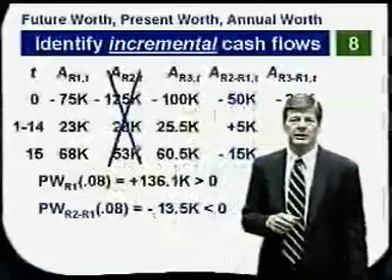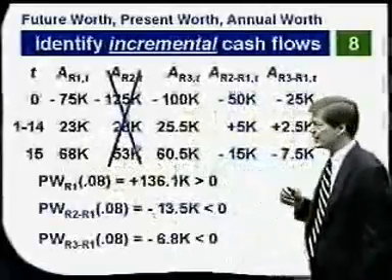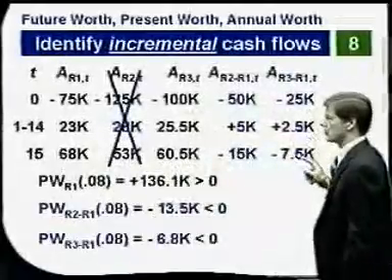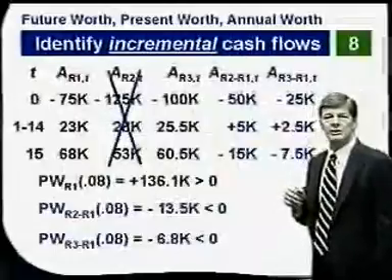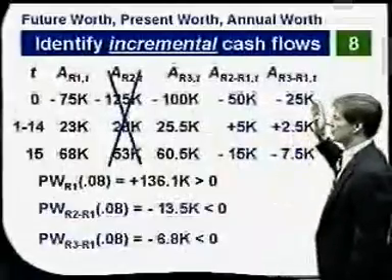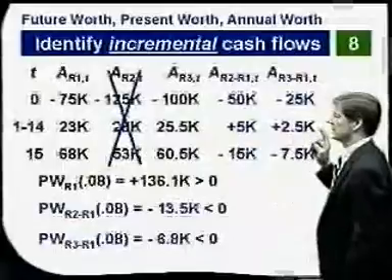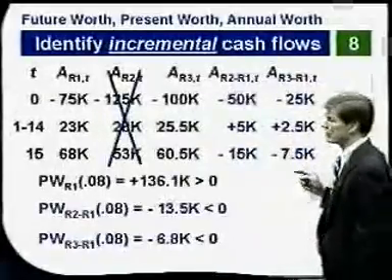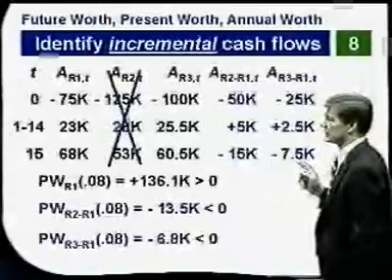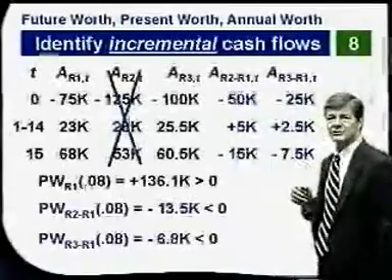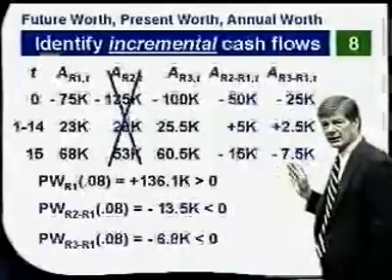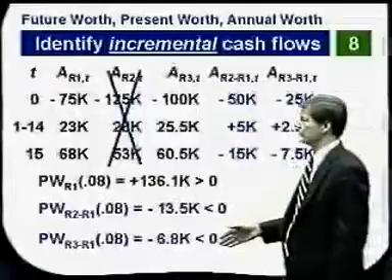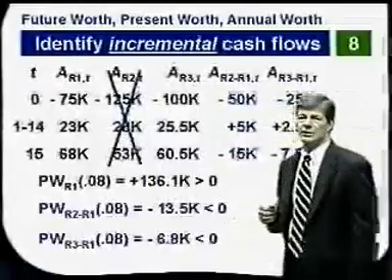So I will do the incremental cash flow analysis on that comparison. Here are the incremental cash flows of route 3 minus route 1, and the question is, is it worth spending an additional $25,000 today to save $2,500 each year for the next 14 years to incur an incremental cost of $7,500 in the 15th year? I can calculate the present worth of this cash flow stream. The result is a minus $6,800.